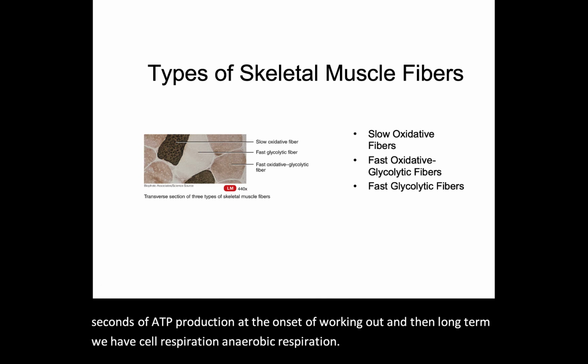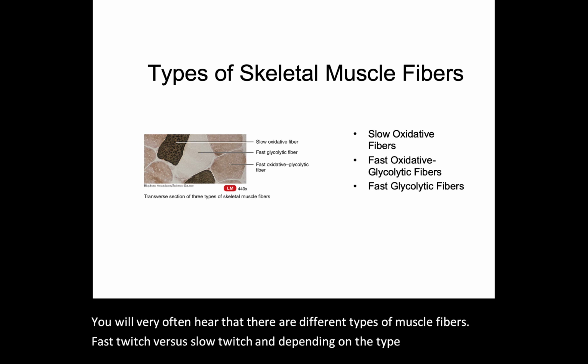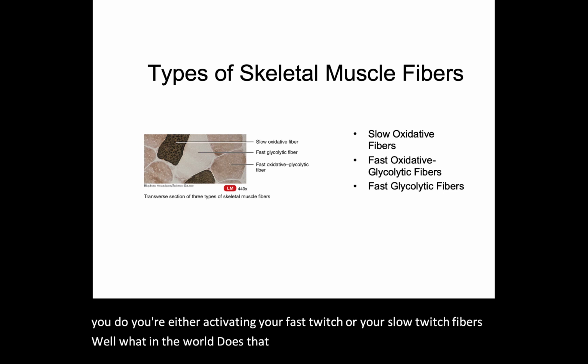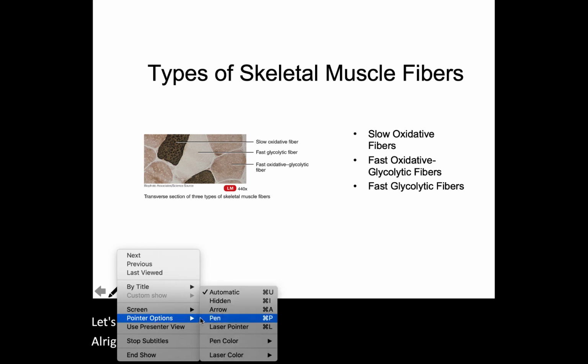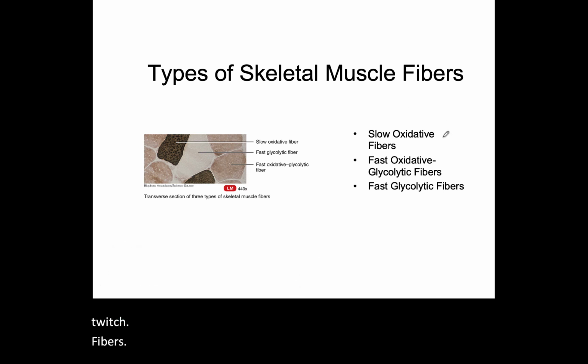You will very often hear that there are different types of muscle fibers. Fast twitch versus slow twitch, and depending on the type of working out you do, you're either activating your fast twitch or your slow twitch fibers. Well, what in the world does that all mean? Well, let's consider your slow oxidative fibers, or what we define as being your slow twitch fibers.